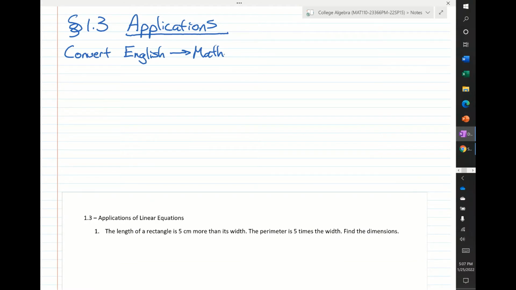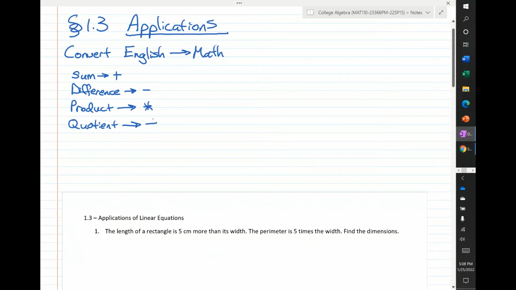Whenever you hear the expression sum, it means we're looking to add quantities together. When you hear the word difference, it means we're looking to subtract. When we have product, it means multiply, and quotient means that we divide. That's what those vocabulary words mean.